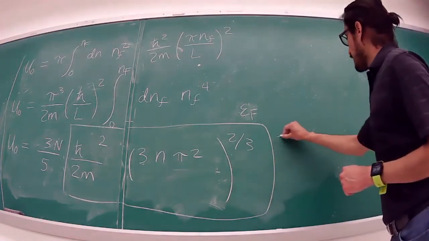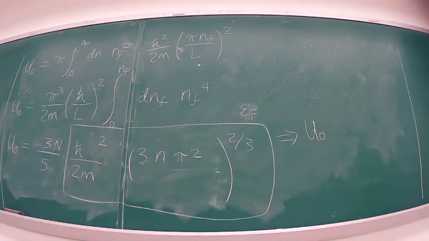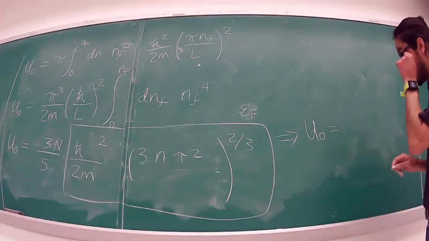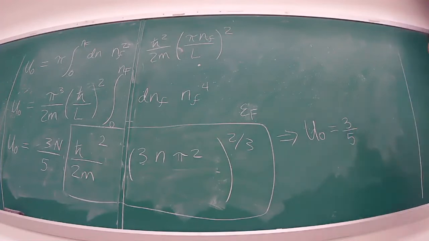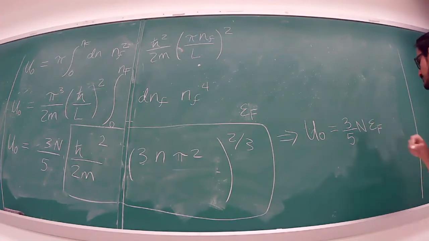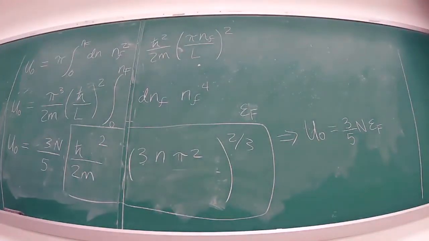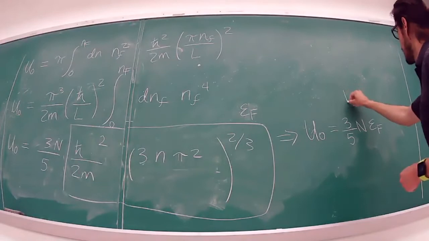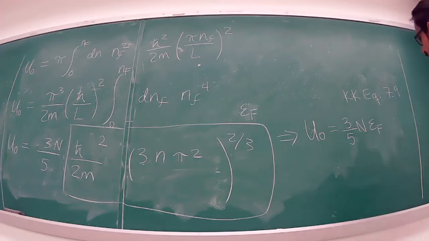So the ground state energy of the degenerate Fermi gas is (3/5) N EF. So that one is equation 7.9. This is a pretty neat result.